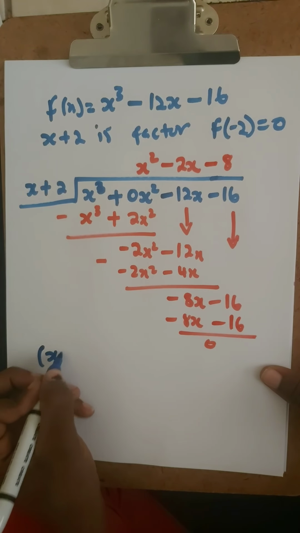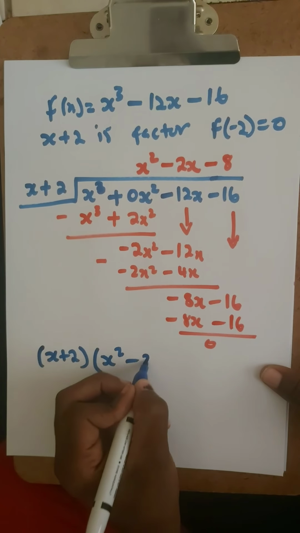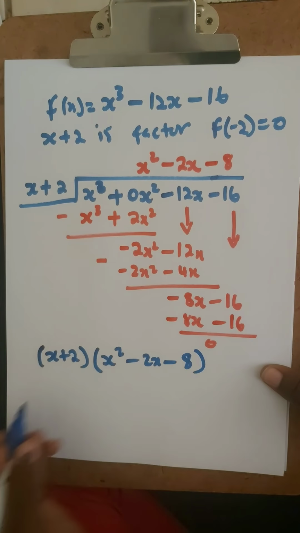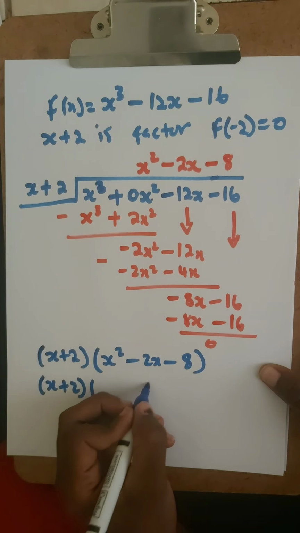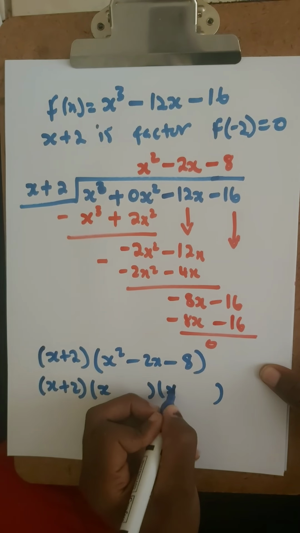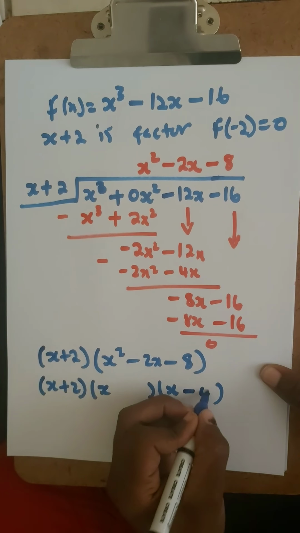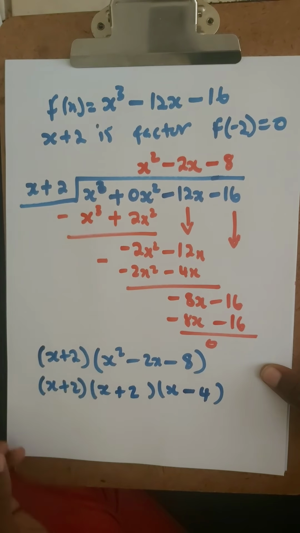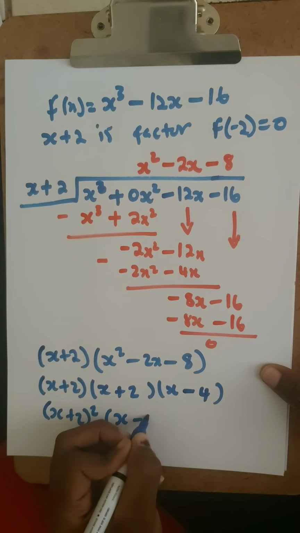So we have x plus 2 times x squared minus 2x minus 8. Then I can factorize this further: x plus 2, then open 2 brackets, x, and minus 4 plus 2. So I have x plus 2 all squared, x minus 4.